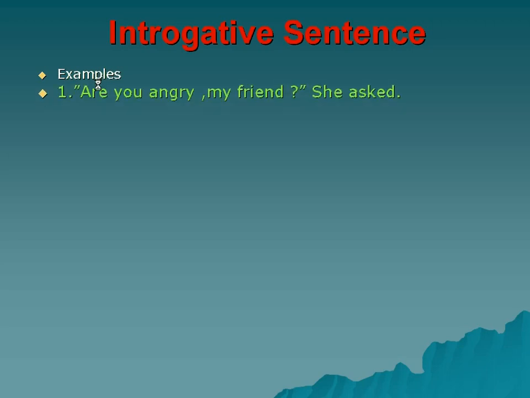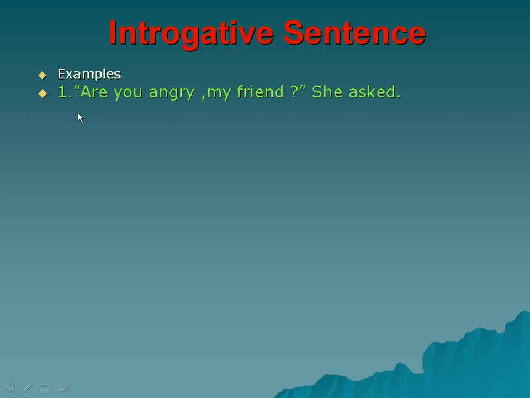When we see interrogative sentences which occur in direct speech, we have to change them into indirect narration. See here, first example. Are you angry, my friend? She asked. This is one interrogative sentence. This is a yes/no type question.